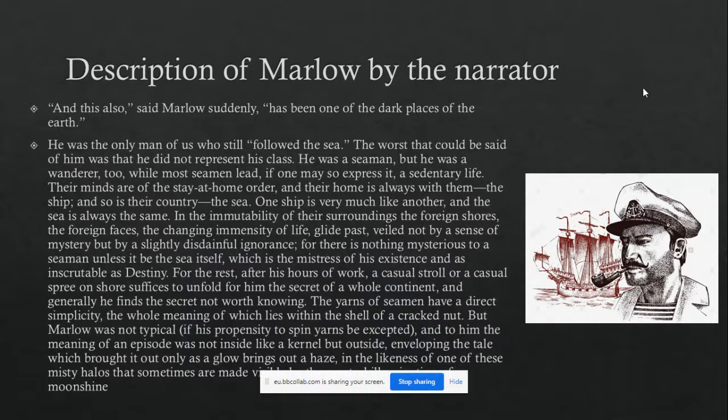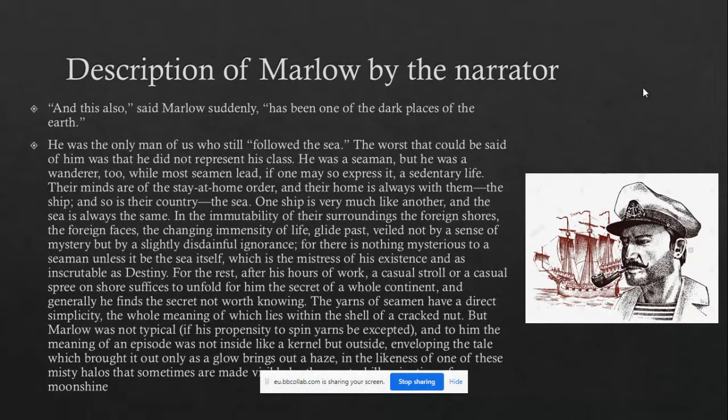And this also, said Marlow suddenly, has been one of the darkest places of earth. He was the only man of us who still followed the sea. The worst that could be said of him was that he did not represent his class. He was a seaman, but he was a wanderer too. While most seamen led, if one may so express it, a sedentary life, their minds are of the stay-at-home order, and their home is always with them, the ship, and so is their country, the sea. One ship is very much like another, and the sea is always the same.